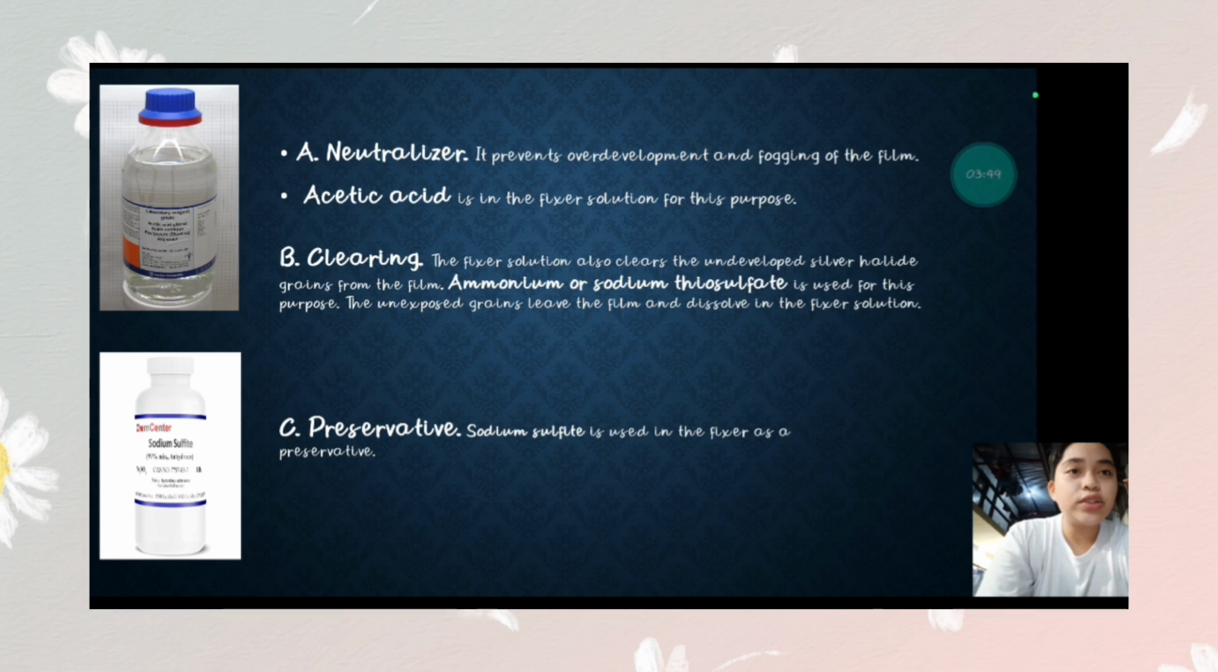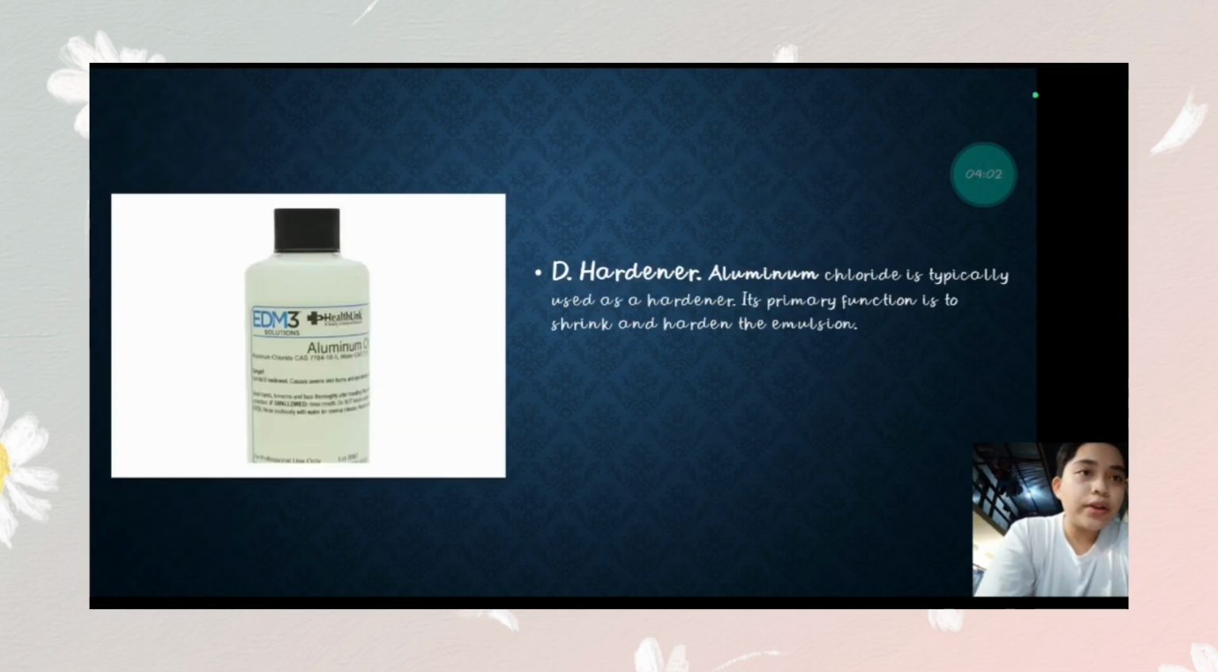These are actually the agents for fixing and for the water rinse bath. Neutralizer, acetic acid, clearing and preserving. Hardener: aluminum chloride is typically used as a hardener.